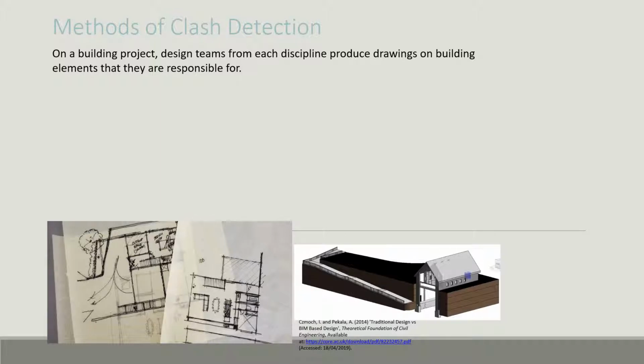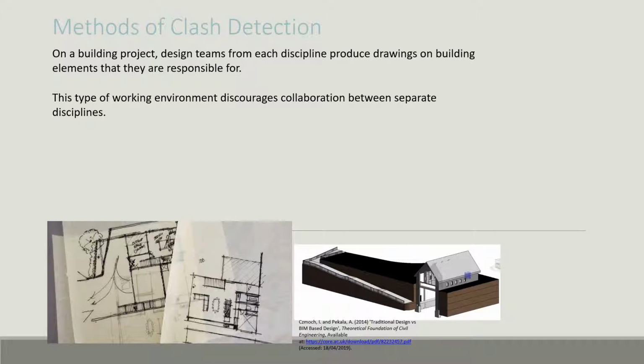On a building project, design teams from each discipline produce drawings on building elements that they are responsible for. Prior to BIM, coordination meetings occurred, but most work was done in isolation, without sufficient knowledge of the design that other disciplines had in mind. This type of working environment discourages collaboration between separate disciplines.